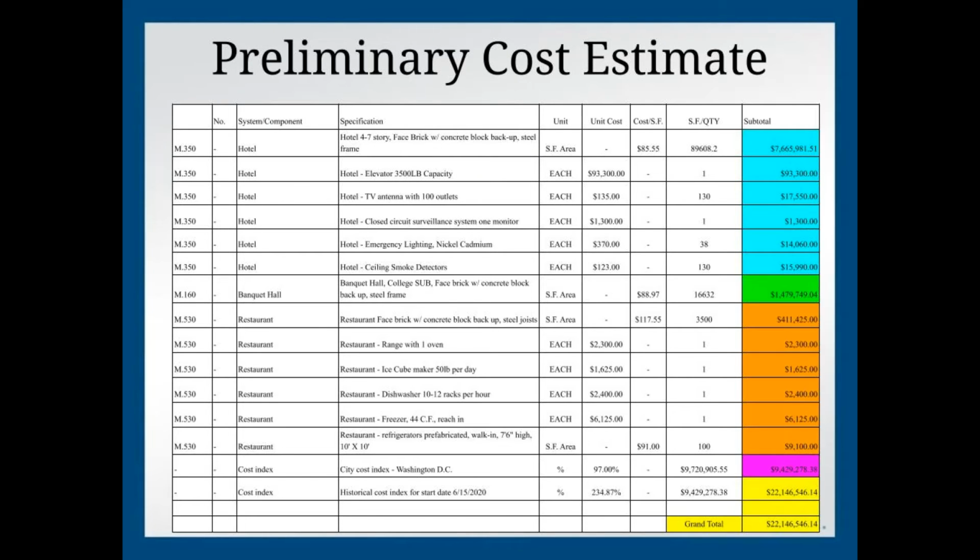For our preliminary cost estimate, we used a cost index based on RS Means from 1995 that we found at our school library. Using our historical cost index, we adjusted the cost of the project to the year 2020, and the city cost index to Washington, D.C. The preliminary cost estimate of the project is $22,146,546, which is highlighted in yellow.